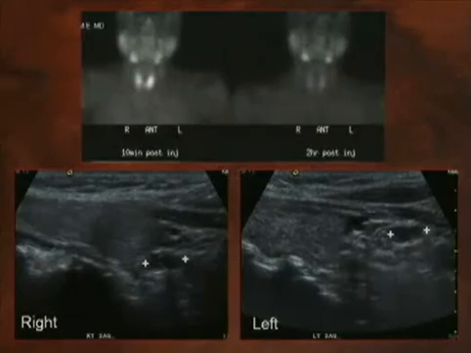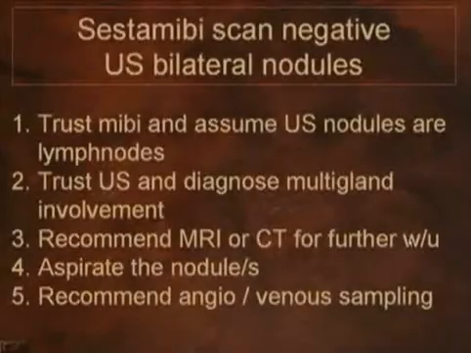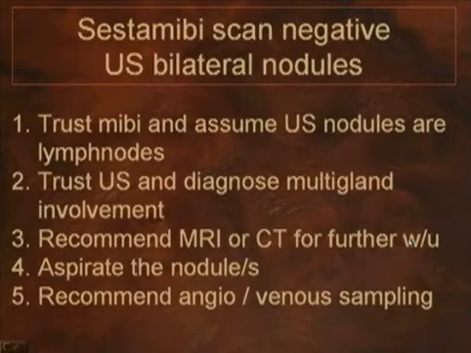So a Sestamibi scan shown up above is negative. Ultrasound shown below shows a small nodule, deep and along the inferior aspect of the right lobe of the thyroid, and then a similar size nodule, more superficial and inferior to the left lobe of the thyroid. So in this situation, do you trust the Sestamibi scan and assume that the nodules are lymph nodes and not parathyroid adenomas? Do you trust the ultrasound and diagnose multi-gland involvement?